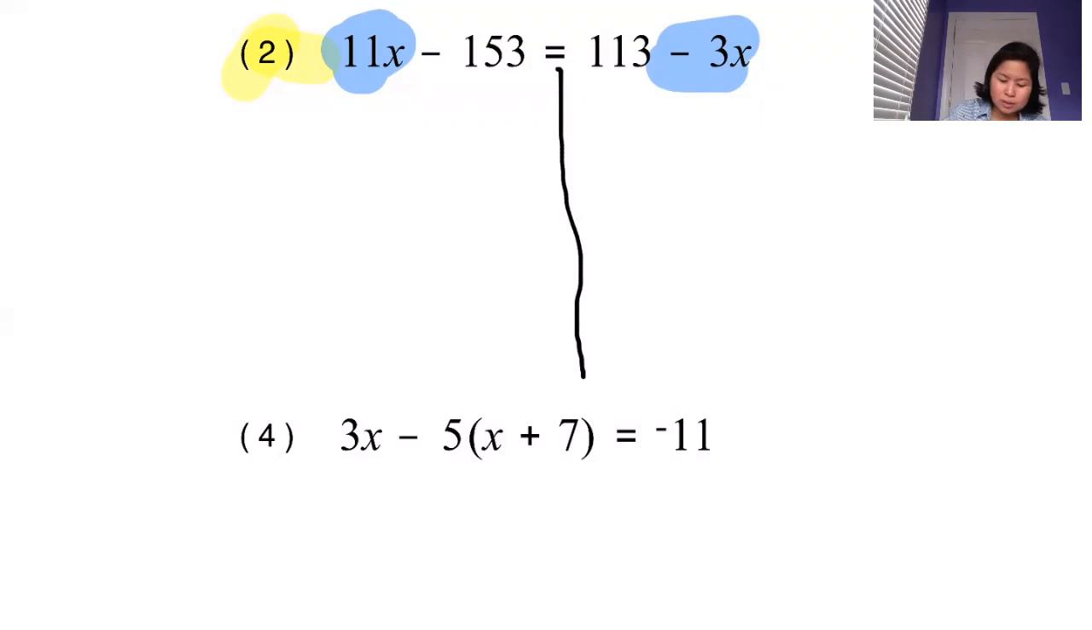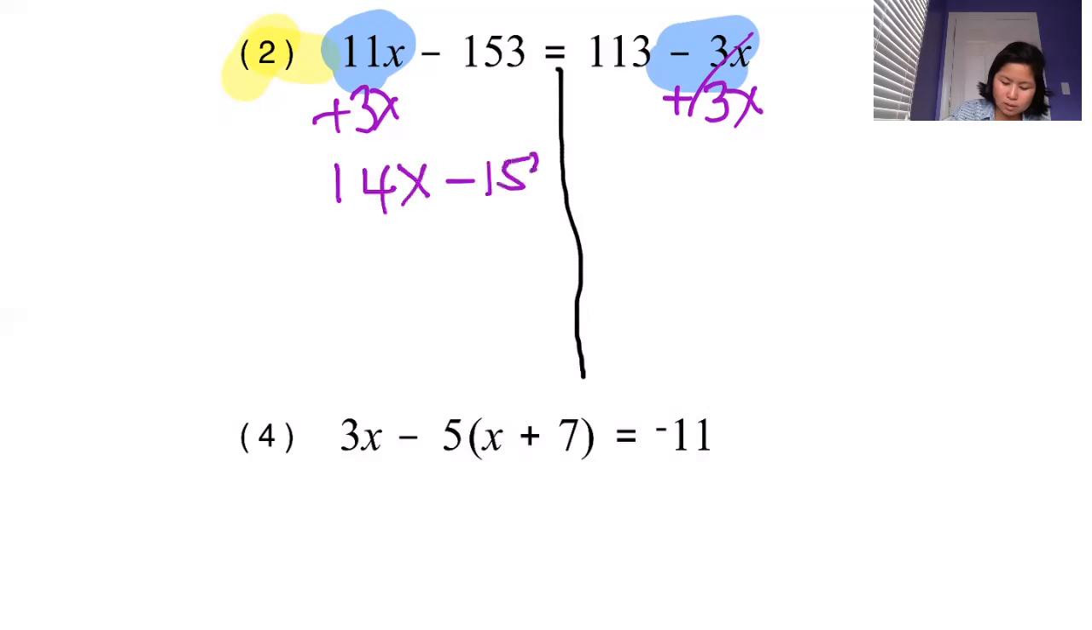So what I would do is the opposite operation. I don't like the negative, so I will move the 3x over. That's what I would do. It's okay if you choose to move the 11x over. That is fine. So this gives me 14x minus 153 equals 113.